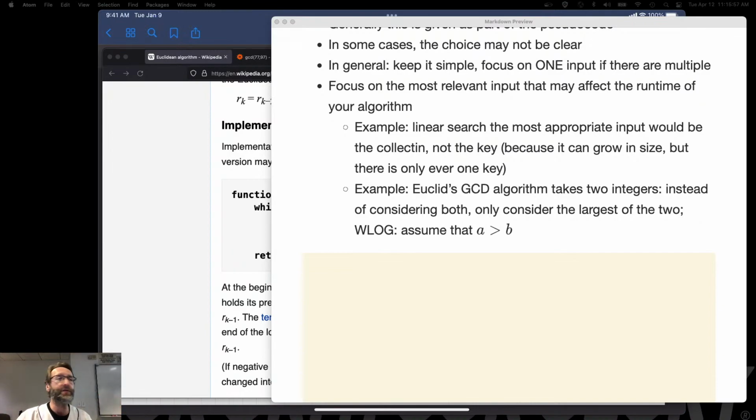And so without loss of generality, you can assume that A is greater than B, or at least greater than or equal to, right? Why? Well, the GCD doesn't change if you swap A and B, right? So without loss of generality, assume that A is the biggest one, because if not, just go ahead and swap them around and it doesn't change the algorithm, okay?